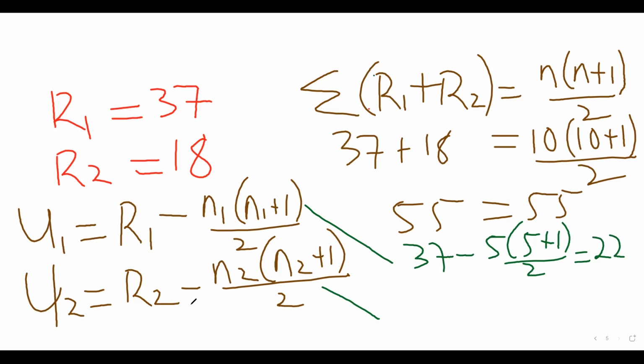Then we go to the next one. The next one is R2. Check the value of R2. That is 18. So you now put in the 18 minus the same thing. Remember, this one is also 5. So it's 5 into bracket 5 plus 1 over 2. So that will be 18. And then we are talking about 18 minus the same value, 15. 18 minus 15.